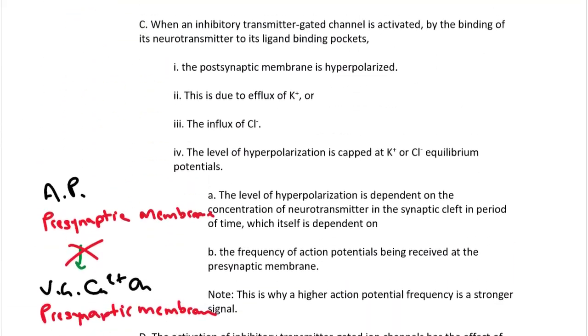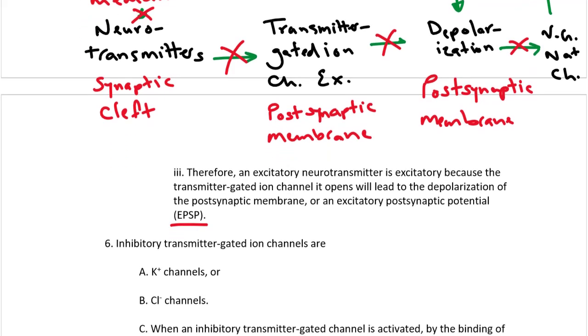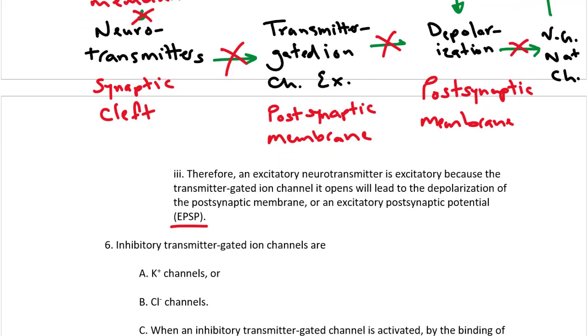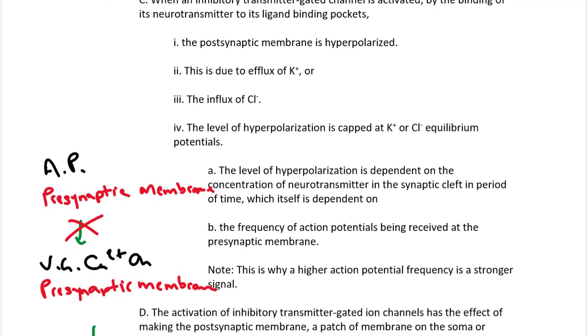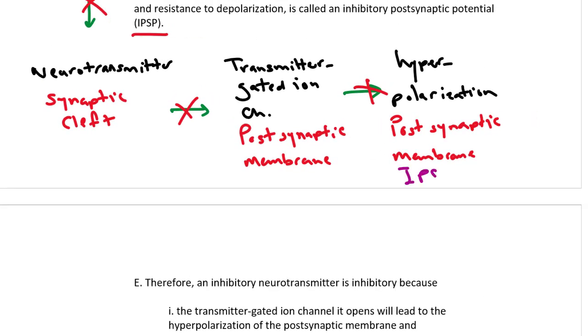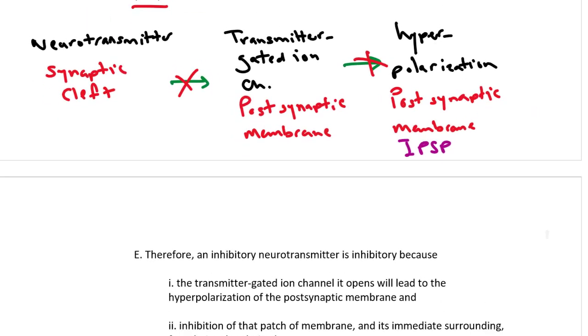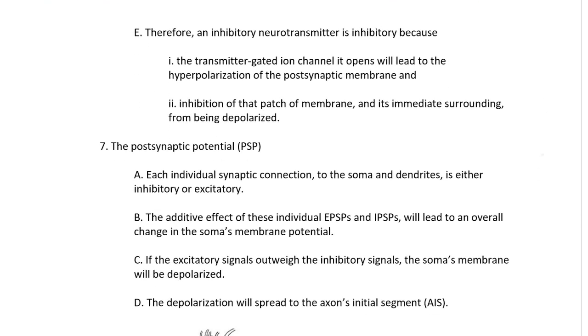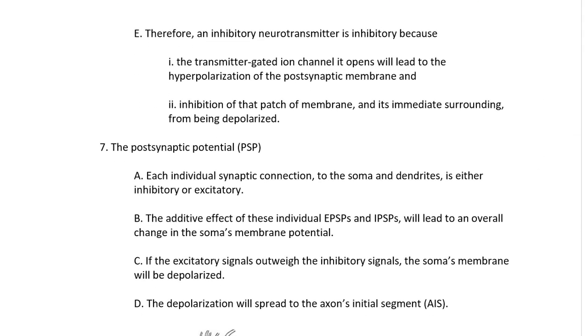And just going back, this depolarization here would be an EPSP, and this hyperpolarization here would be an IPSP. Therefore, an inhibitory neurotransmitter is inhibitory because the transmitter-gated ion channel it opens will lead to the hyperpolarization of the postsynaptic membrane, inhibition of that patch of membrane, and its immediate surrounding from being depolarized.